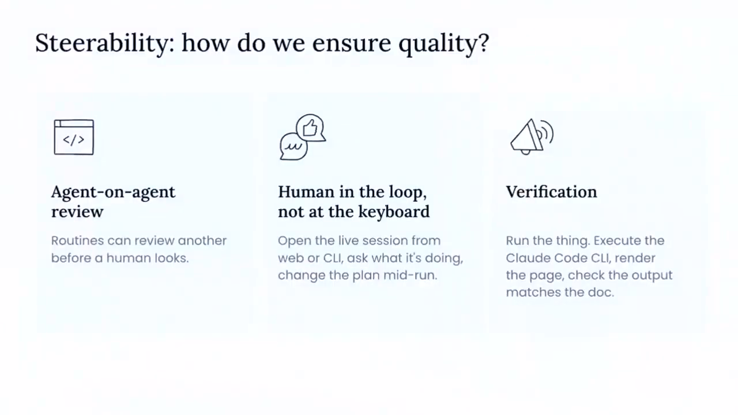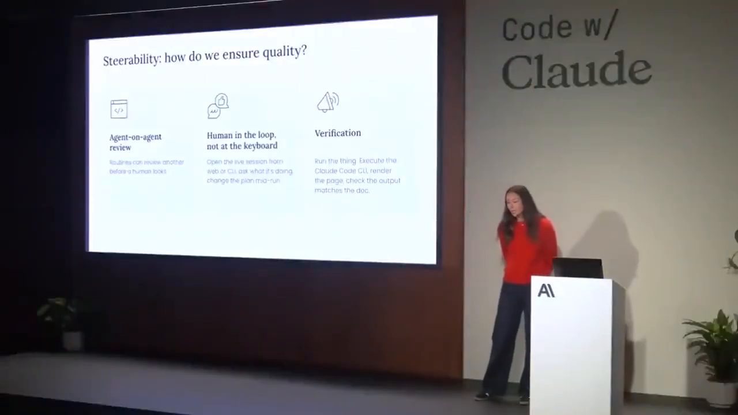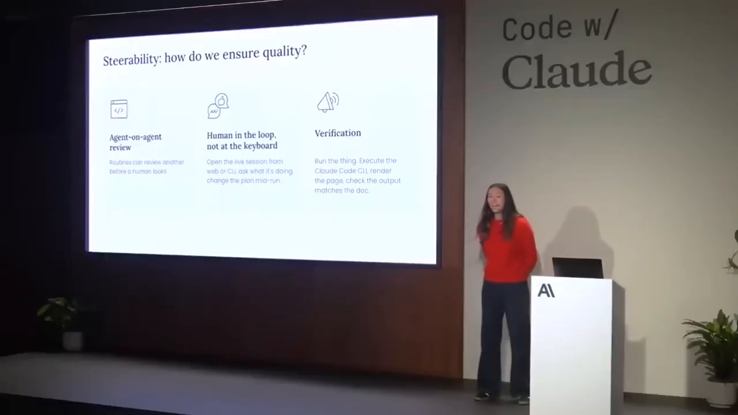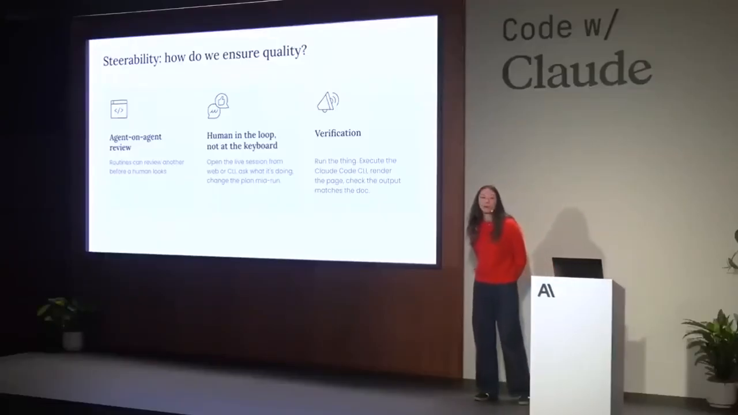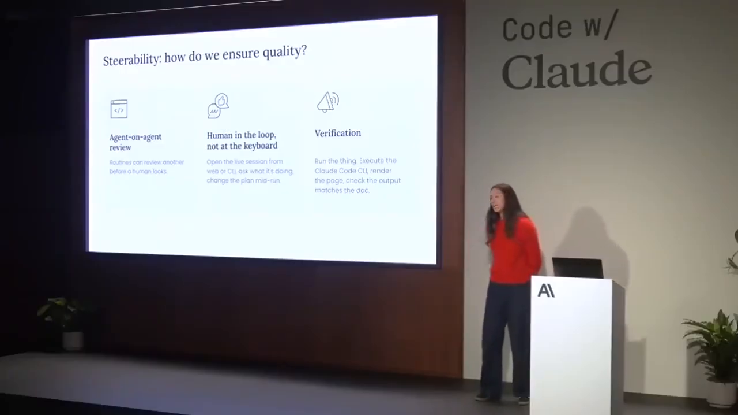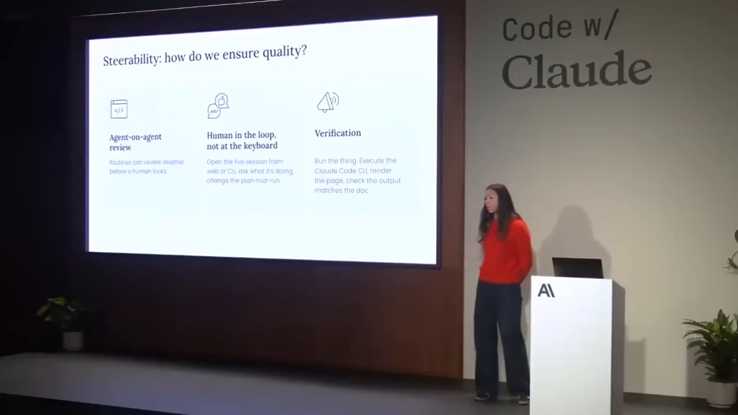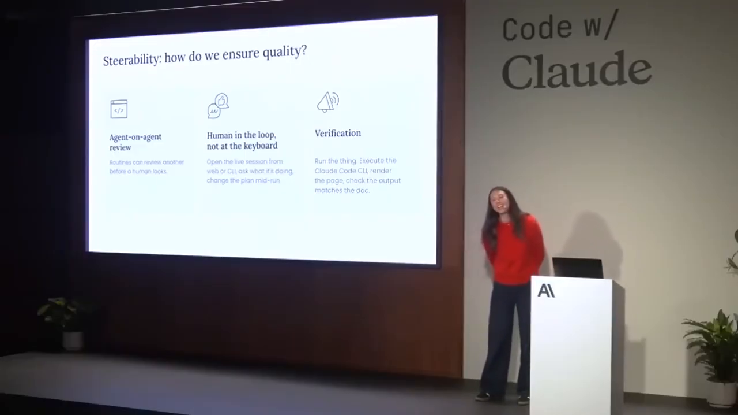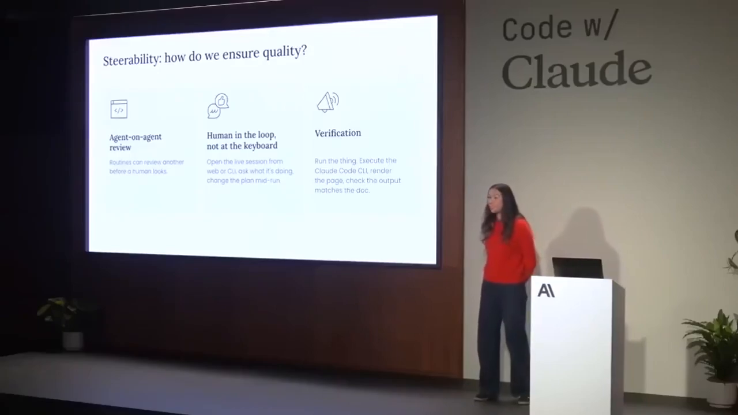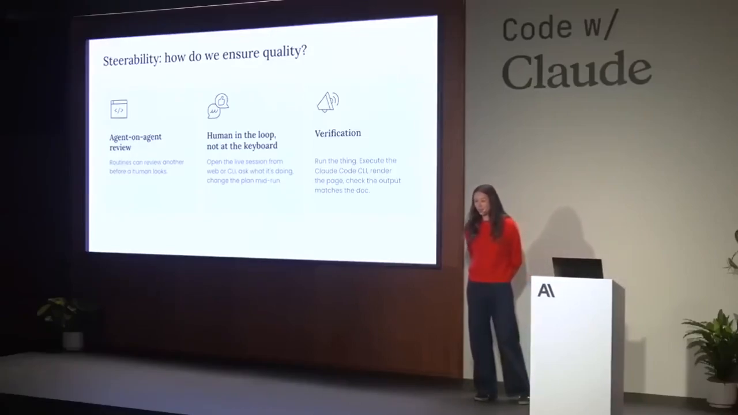Finally, the last thing to think about here is steerability. How do we ensure the quality of Claude's outputs? There are a couple of ways to do this. One thing that I think is quite interesting is to invest in agent-on-agent review. If folks have designed multi-agent systems and have heard of the generator-critiquer pattern, this is something that we borrowed here. You can set up one routine to create docs PRs, and you can set up another routine that triggers on that PR's creation to leave comments on the PR before a human gets to it.